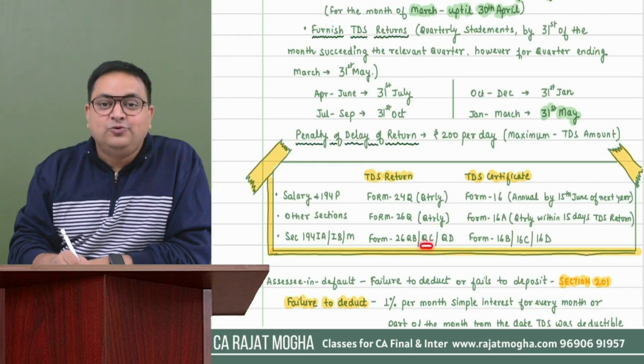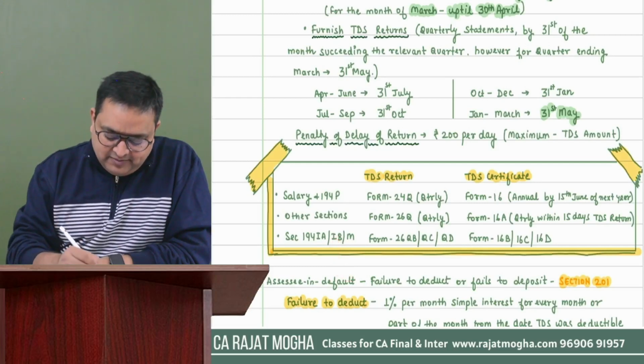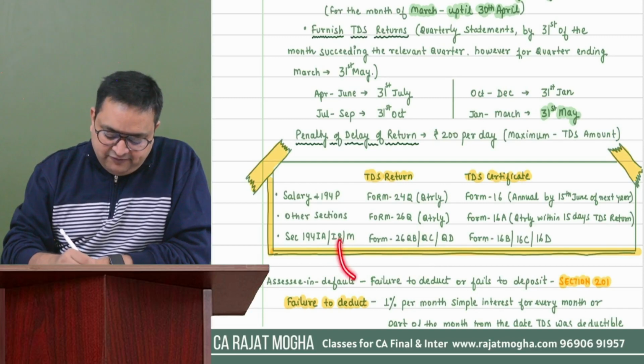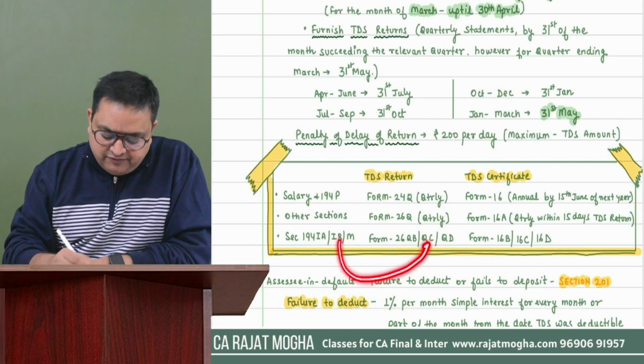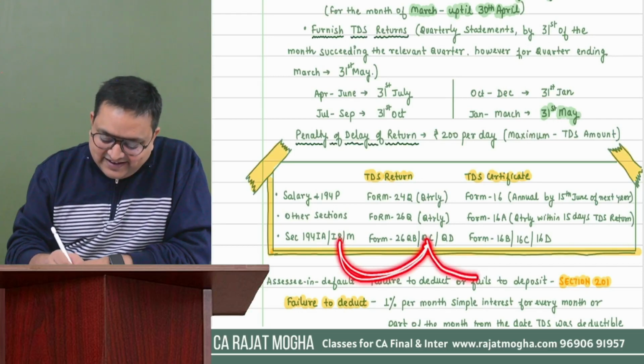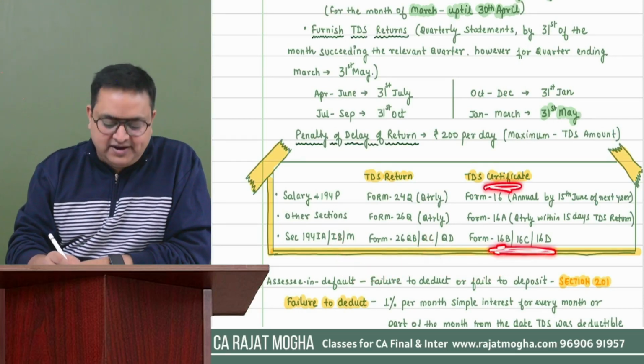Form 26QC is for 194IB, which I'll be discussing after 2 or 3 minutes. In 194IB, you have to file a TDS return in Form 26QC, and there the certificate form is 16C. This is the TDS certificate.